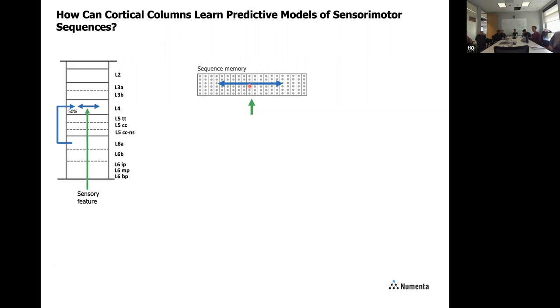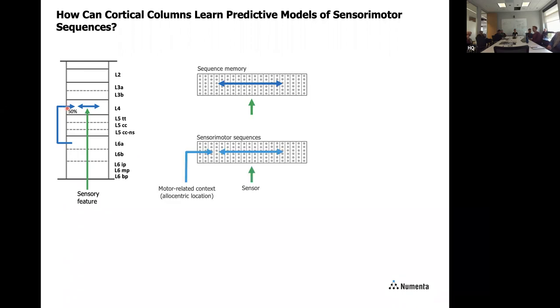And if you look at the cortical anatomy, we're saying the sensory feature comes into, let's say, layer four, but there's another big input coming in that's almost half of the input into layer four, coming in from lower layers. When we were discussing this, this was an unexplained anatomical fact at that point in time, right? What is going on in here?